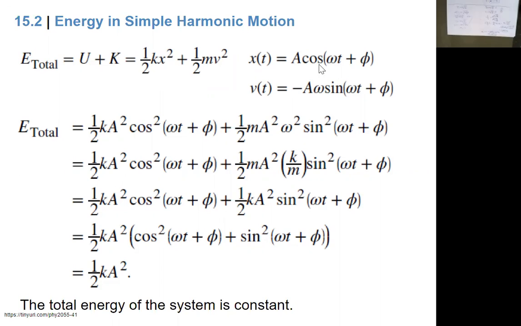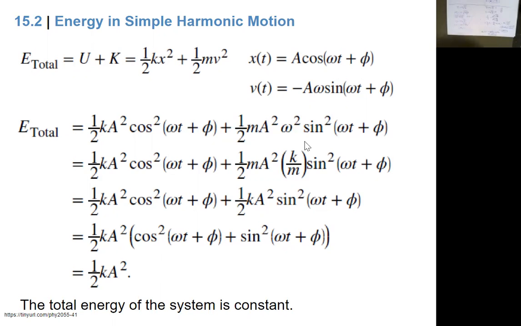Now, if x is given as a cosine function, then v will be the derivative of that, so it will be a sine function with minus A omega in front of the sine. Now you can take the expressions for x and v into the energy equation. Then total energy will be 1/2 k x squared, which is A squared cosine squared, and then 1/2 mv squared, where v squared is A squared omega squared sine squared.